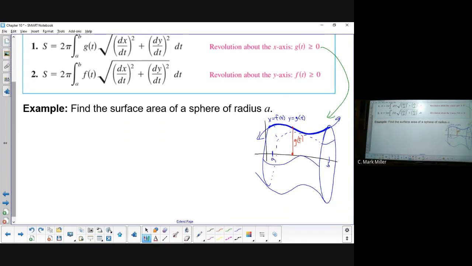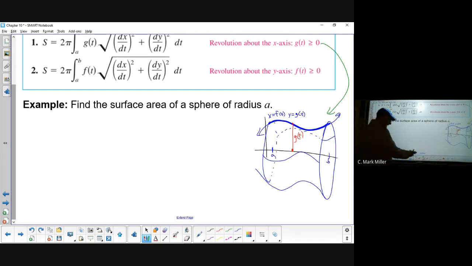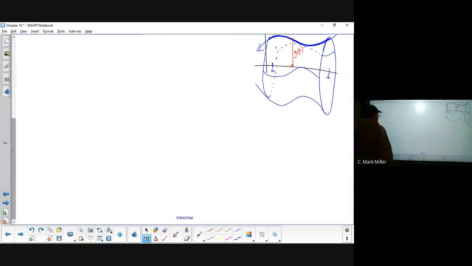So find the surface area of a sphere of radius a. Well, we have to parameterize it. And there's more than one way to do this, right?